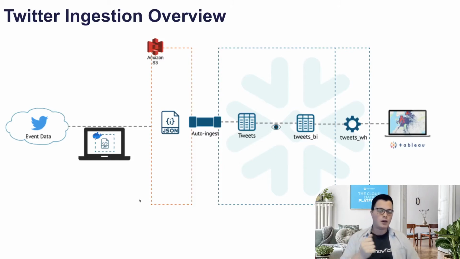Hey, boom, a new file was just uploaded, and it starts to download that JSON, that large document file, and ingests it directly into a tweets table. And then we're going to be creating that view, the tweets BI view, to structure this semi-structured JSON data. We're going to be doing that within a tweets warehouse. And then I'll show you also how you can view and visualize some of this data directly in Tableau. So let's go to the demo.